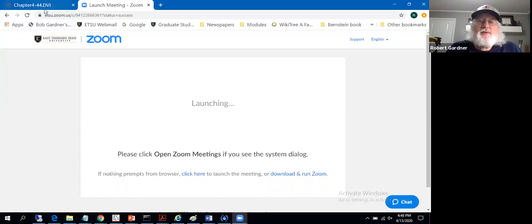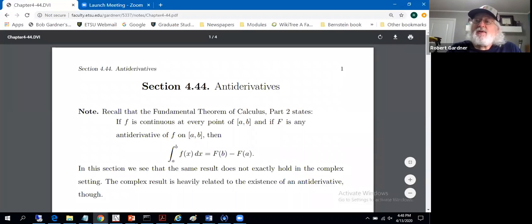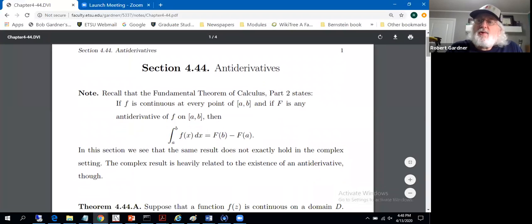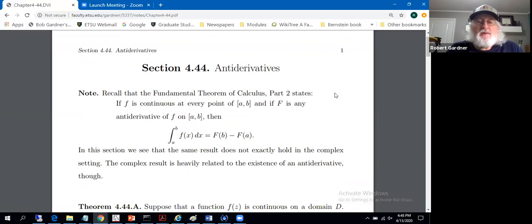So let's look at antiderivatives on our way to a fundamental theorem of calculus type result for the complex setting, section 4.44, antiderivatives. Let's recall with a quick recollection of what the fundamental theorem of calculus says. Part 2 tells us how to evaluate definite integrals, and we're all about definite integrals.